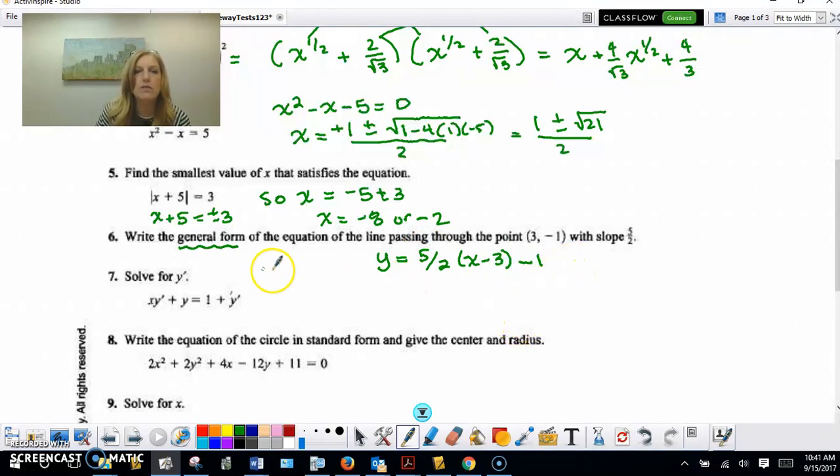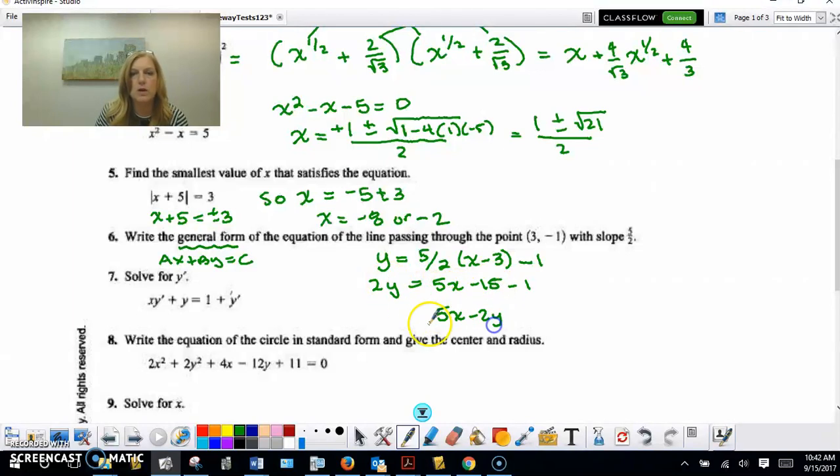And then if I want it in the general form, which is your ax plus by equals c, then any fractions I get rid of. So this would be 2y equals, and I'm going to distribute while I'm here. I got rid of the 2, so 5x minus 15 minus 1. And then move the 5x over to this side. It doesn't really matter which way you go. I'm going to go this way and make it 5x minus 2y equals 16. And then that would be my general form.